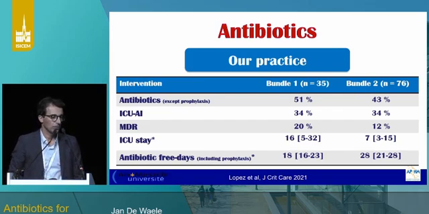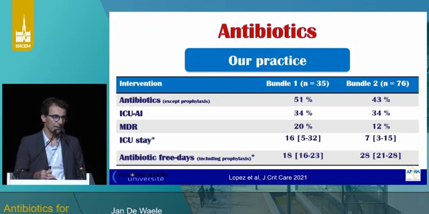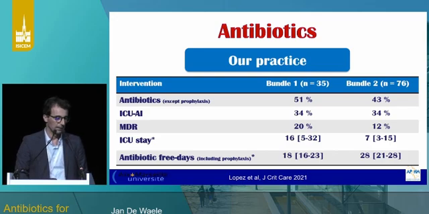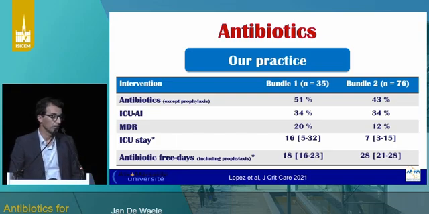The rate of ICU-acquired infection was similar in the two groups, so the use of systematic antibiotic prophylaxis did not affect the rate of ICU-acquired infection. The rate of MDR, multi-drug-resistant bacteria, was increased. That is not statistically significant, but there is an increase, 20% in bundle 1 and 12% in bundle 2. And we decreased the ICU stay and the number of antibiotic-free days during bundle 2. The mortality was unchanged between the two waves.